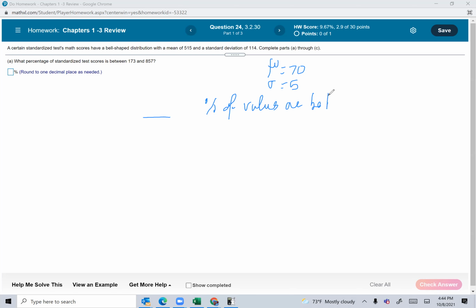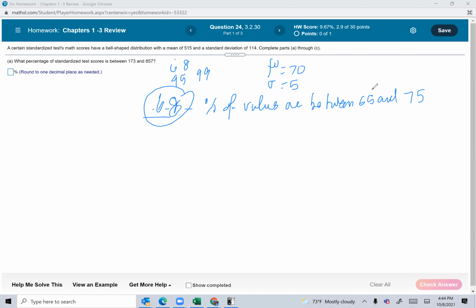99.7? No, between 65 and 75. So 95%? I subtracted one standard deviation and I added 1 standard deviation. And there are three numbers you have to choose from, guys: 68, 95, 99.7. It's 68, because 68% of the values is one standard deviation below and above the mean.